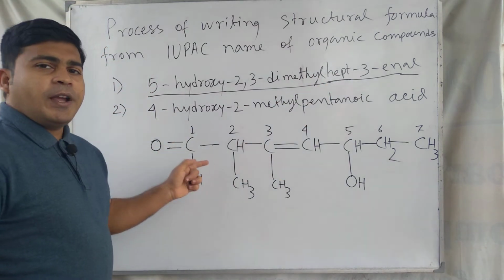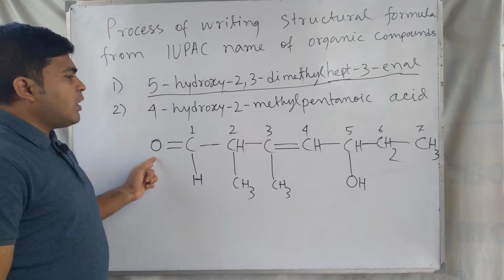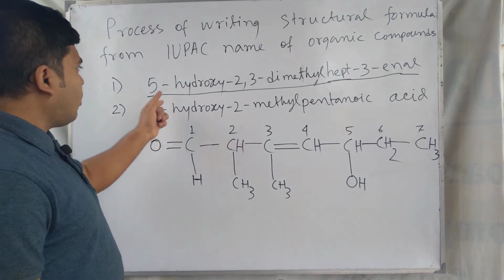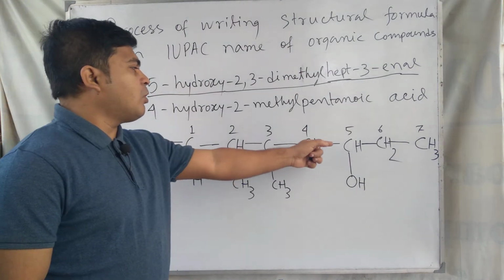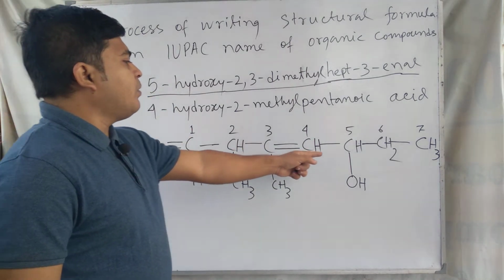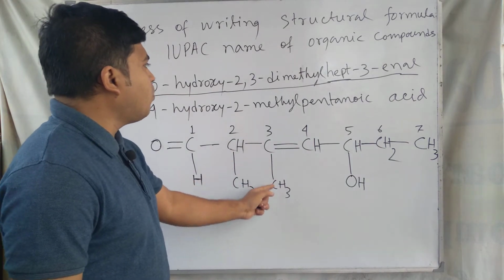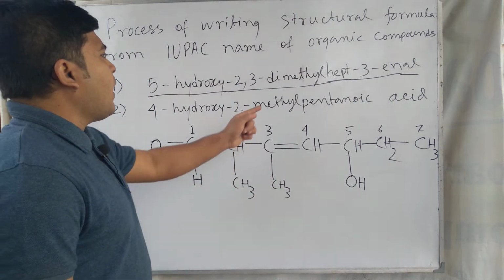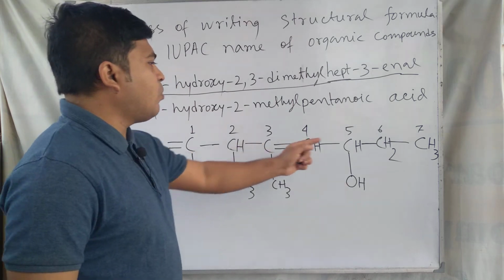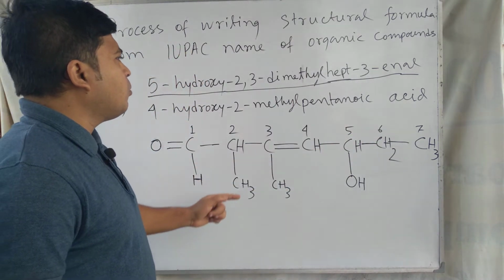For this organic compound, the IUPAC name of this organic compound, the structural formula of this organic compound is this one, where we are seeing that the 5 position is occupied by hydroxy, 2,3-dimethyl means the 2 and 3 positions are occupied by 2 methyl groups, and hept means a total of 7 carbons present in this organic compound.